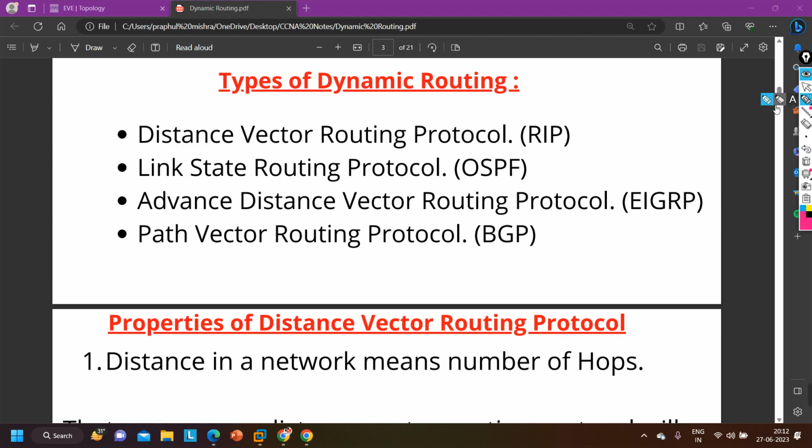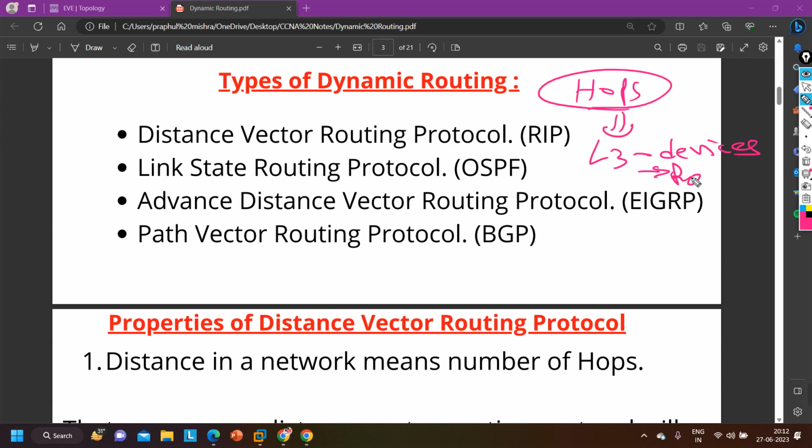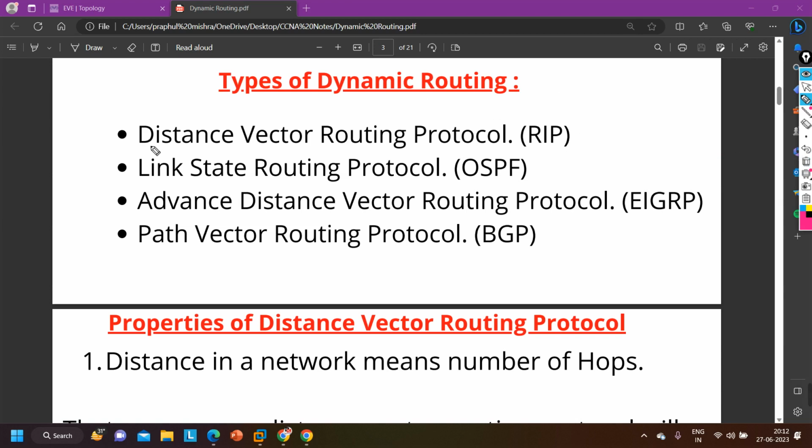Guys, let me discuss the first behavior of distance vector routing protocol. Distance means what? In networking, distance means hops. Hops means your L3 device, or you can say routers. So distance means hops and vector means direction, means next hop.